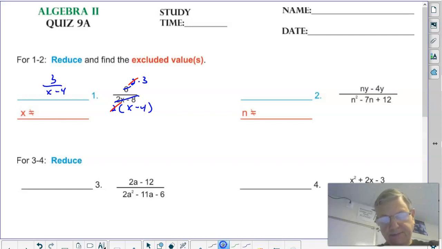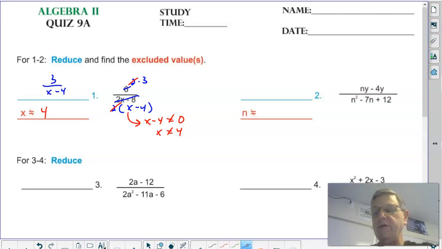Now remember, an x minus 4 cannot equal 0, the value of the variable. Add a positive 4 to both sides, and you get x cannot equal 4. There's the excluded value. If the x were a 4, the bottom would be 0, and therefore the excluded value is x cannot equal 4. Values of the variable that will make the denominator 0, which is infinity or undefined.